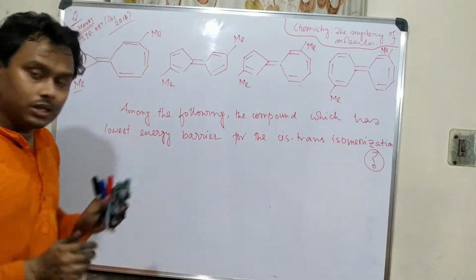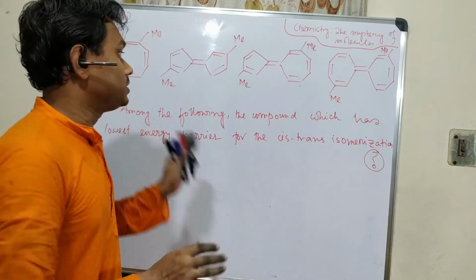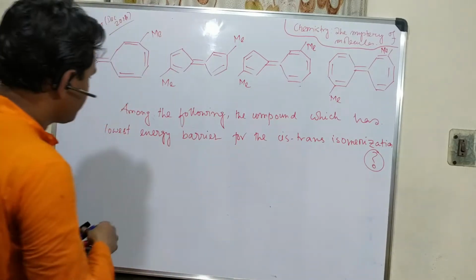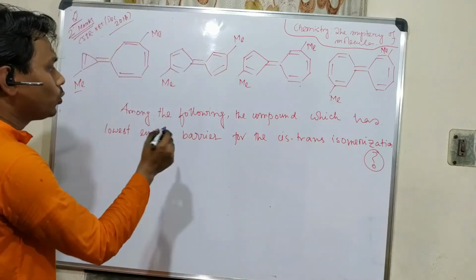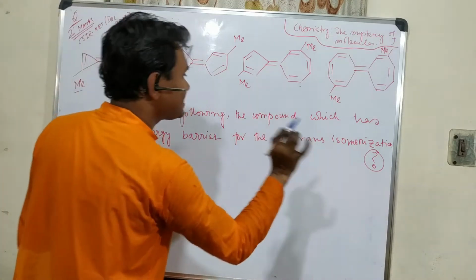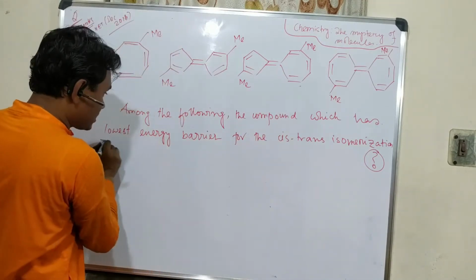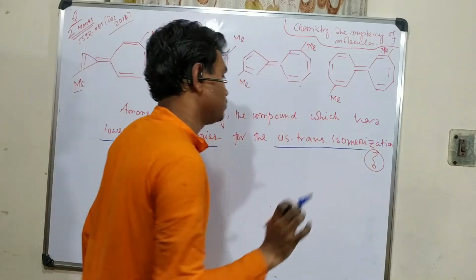So let's go to the question. I suggest you read the question carefully. It is essential. The question is: among the following compounds, which one has the lowest energy barrier for cis-trans isomerization? The most important points are the lowest energy barrier and cis-trans isomerization.